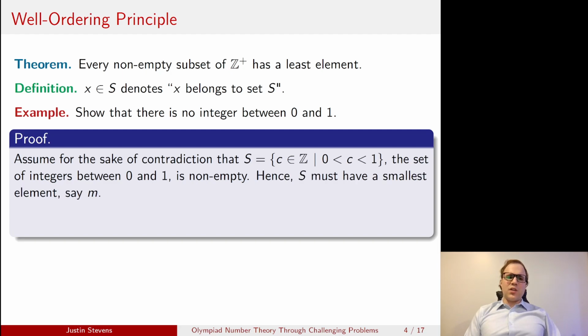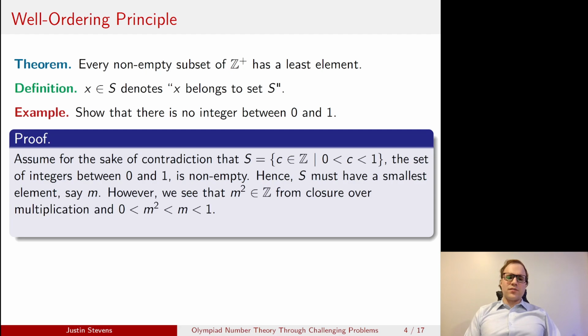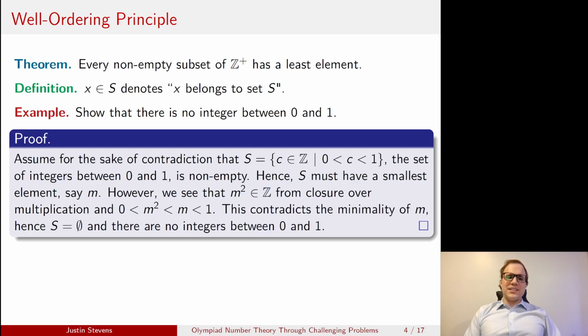Then by the well-ordering principle, it must have a least element, say the number m. From the closure over multiplication property, we know that m squared is also an integer. However, because m is less than 1, we know that the square of m is less than m as well. Therefore, we found a smaller integer that is between 0 and 1. So this contradicts the minimality of m, so the set S must be the empty set and there are no integers between 0 and 1.